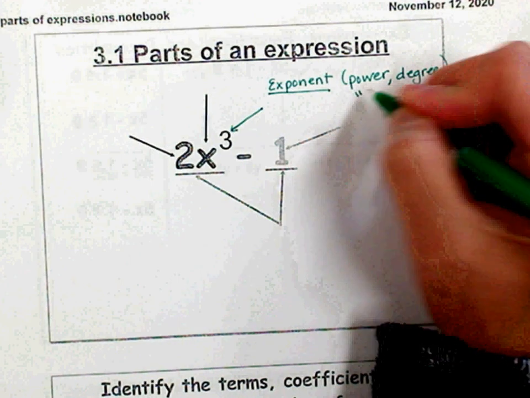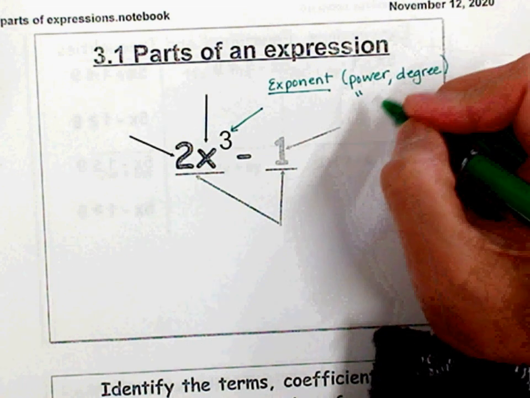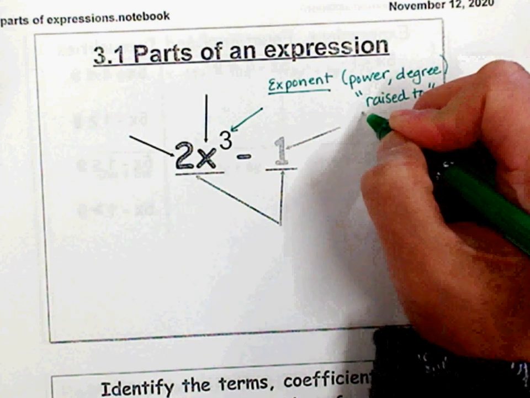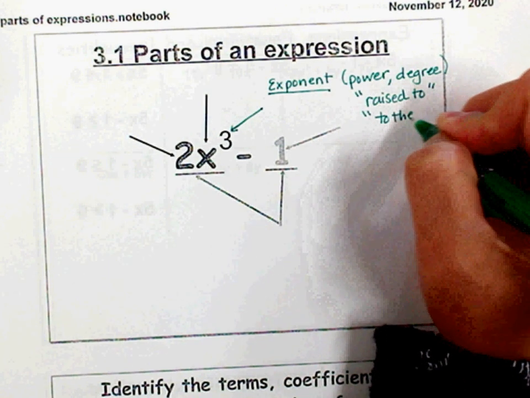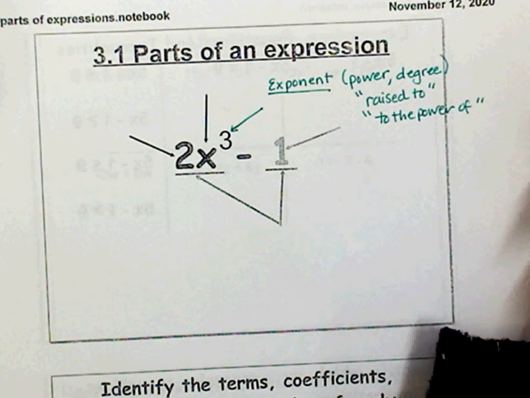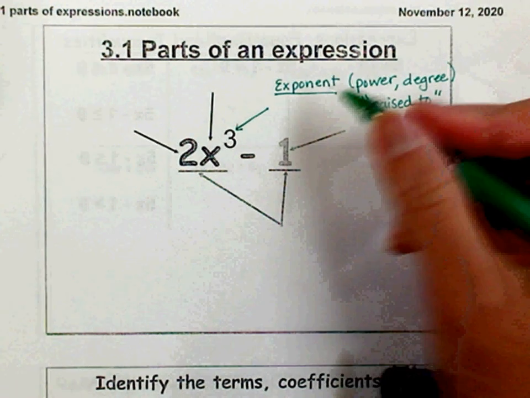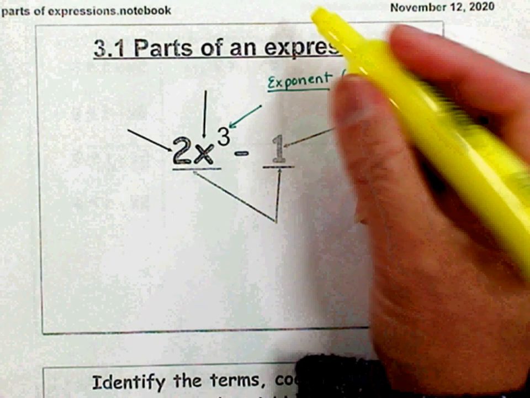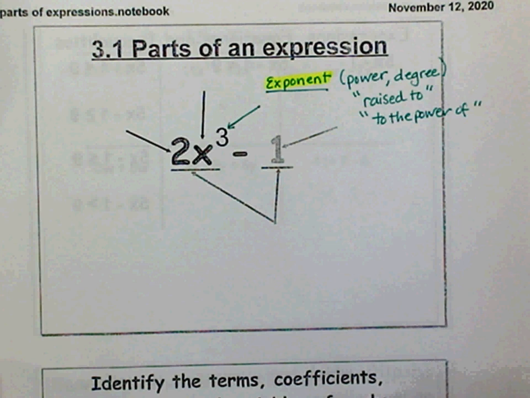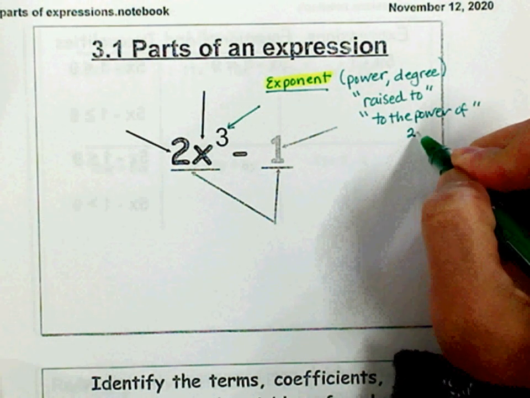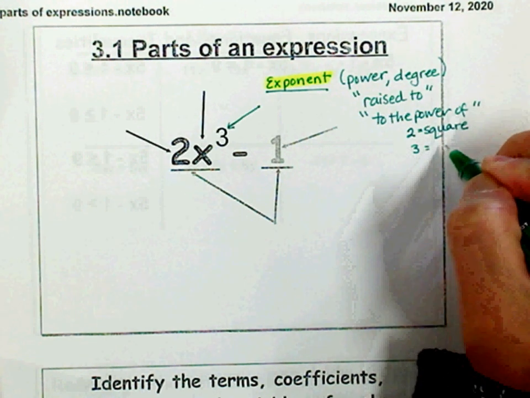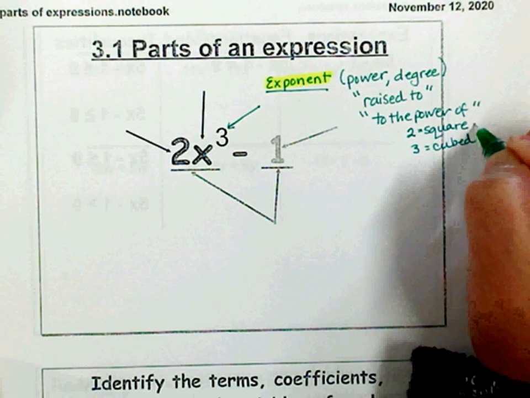Now, how do you say it? You can say cubed, or you can say raised to, and sometimes you'll say to the power of. So those are some ways you can say exponent, all right? An exponent will be a number that is small. If it's a 2, we call it squared. If it's a 3, we call it cubed, okay?